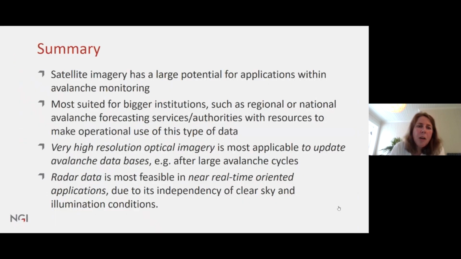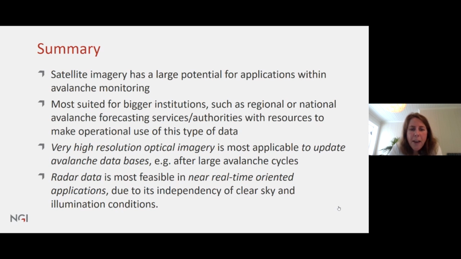With this, I would like to sum up, and I hope I could show you that satellite imagery has a large potential for applications within avalanche monitoring and avalanche forecasting. I also have to say that it's most suited for bigger institutions, such as regional or national avalanche forecasting services or authorities, because you need quite some resources to be able to make operational use of this type of data.